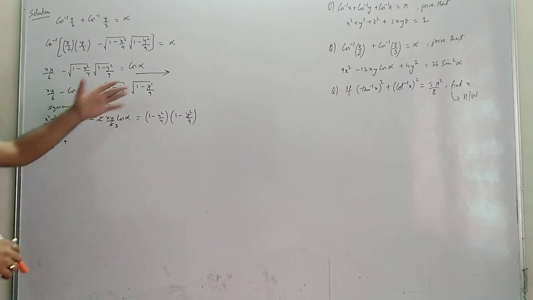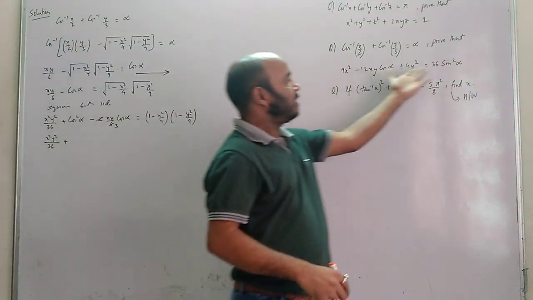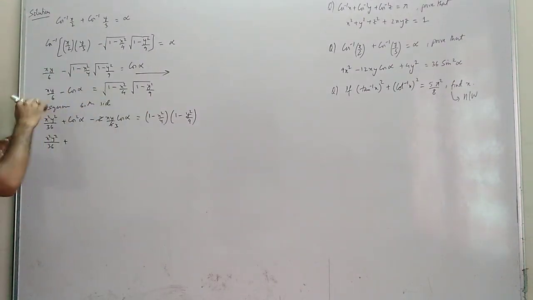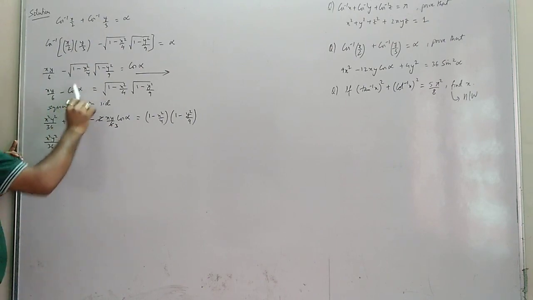We need to remove the root. Why? We don't have any root in the part we need to prove. That means shift the root term to one side and the rest to the other side. So cos alpha will go this side, xy by 6 minus cos alpha, and this term will go that side.